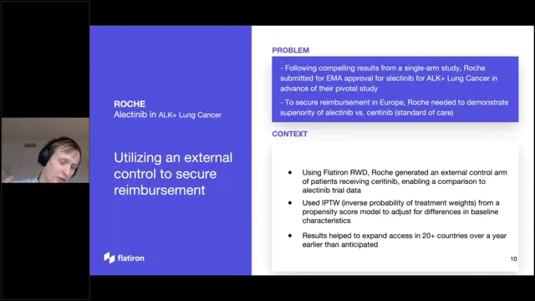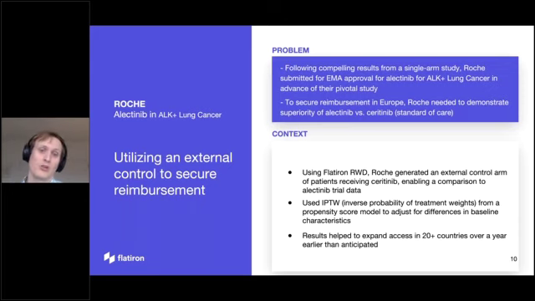The second, this is the last example I wanted to show, was how control arms can be used to secure reimbursement. And in this case, with EMA and other health technology assessment organizations. So following a single arm study, this is for alectinib in non-small cell lung cancer in the crizotinib failure setting.